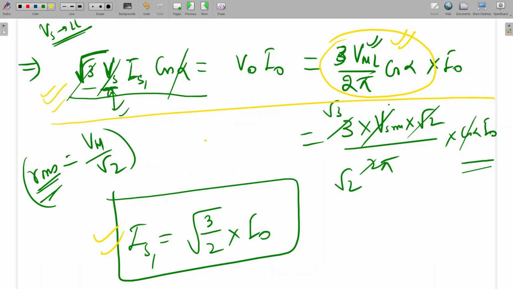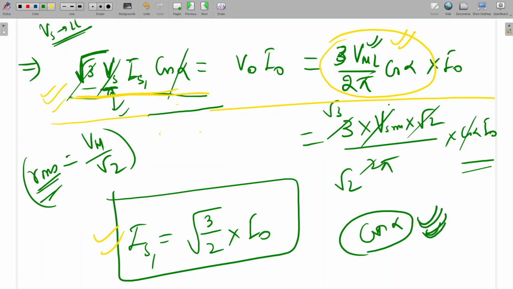Sir, LHS is common for all configurations, sir. No. Only RHS. LHS will be real power, P real. So in single phase, this is the three phase formula. For single phase, it will be VS into IS1 into whatever will be the displacement factor. So what is the displacement factor here? Displacement factor is cos alpha. This you have to remember. The only thing you have to remember is cos alpha.